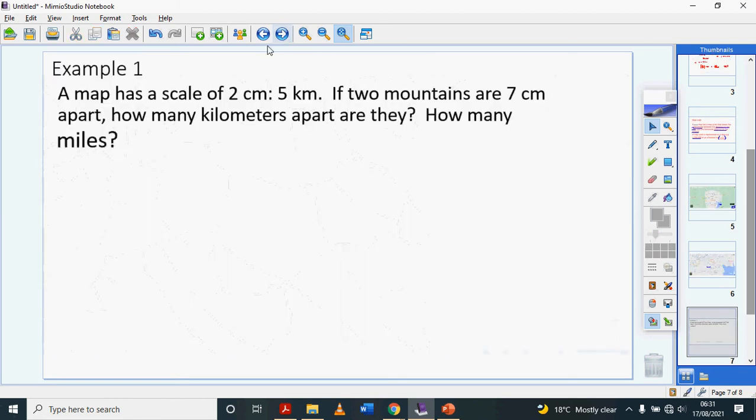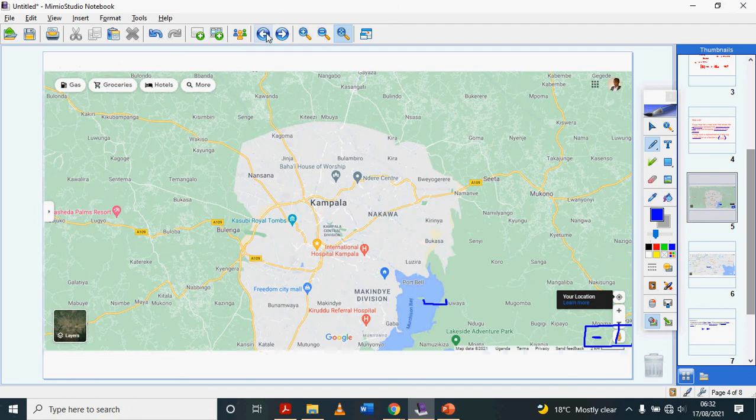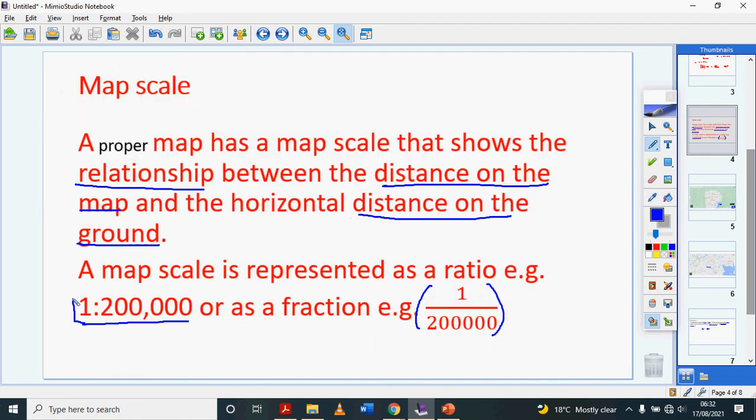Now, how can we work with map scales? Let's start with this example. The map has a scale of 2 centimeters to 5 kilometers. Okay, 2 centimeters to 5 kilometers. If two mountains are 7 centimeters apart on the map, how many kilometers apart are they? Right? How many miles? I don't like miles, so we don't have to do this part of the question because the standard unit is kilometers anyways. So let's start with this scale. 2 centimeters on the map is 5 kilometers on the actual ground. Now, every time you have a map scale, the map scale has to be in this form always, 1 to something else.